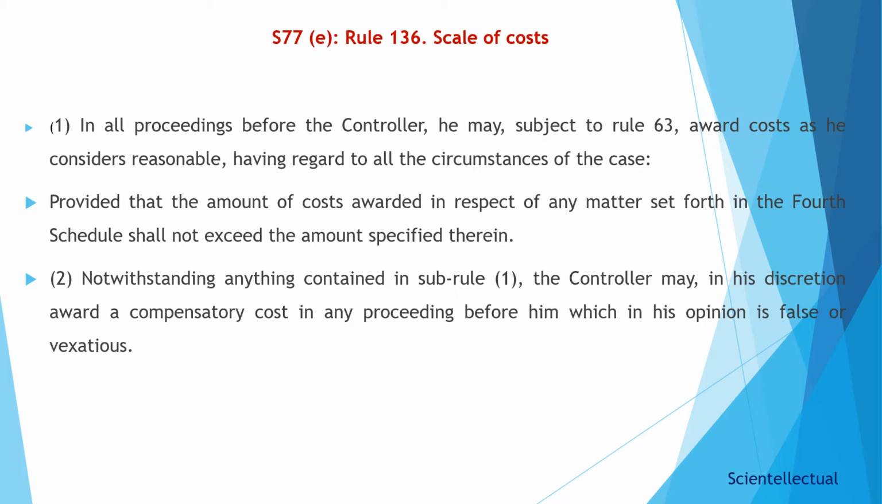Related to section 77(1)(e), the rule is Rule 136, Scale of Costs. It says in all proceedings before the controller, he may award costs as he considers reasonable, provided the amount of cost awarded in respect of any matter is in the fourth schedule and shall not exceed the amount specified in the fourth schedule. It also says the controller may, in his discretion, award a compensatory cost in any proceeding before him which, in his opinion, is false or vexatious.